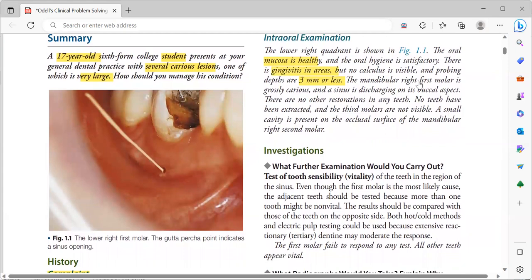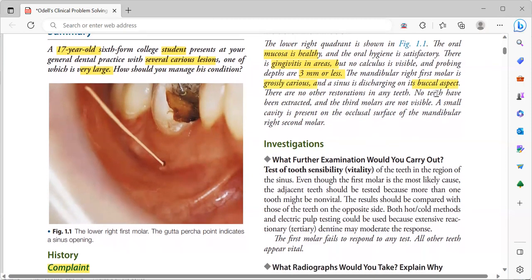The mandibular right first molar is grossly carious, and a sinus is discharging on its buccal aspect. As we can see here, this is the sinus which is discharging, and this is the GP point which you place to trace where the infection is coming from. There are no other restorations in any teeth. No teeth have been extracted and the third molars are not visible. A small cavity is present on the occlusal surface of the mandibular right second molar.